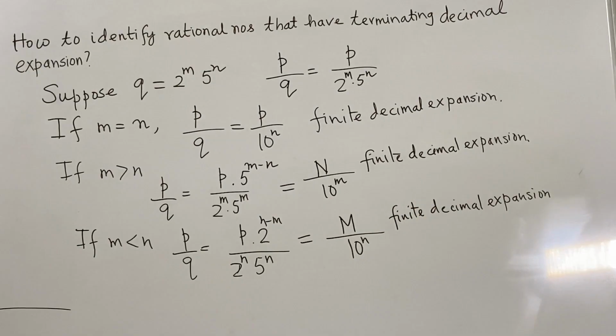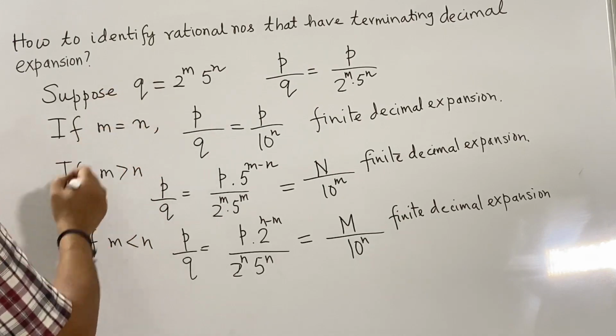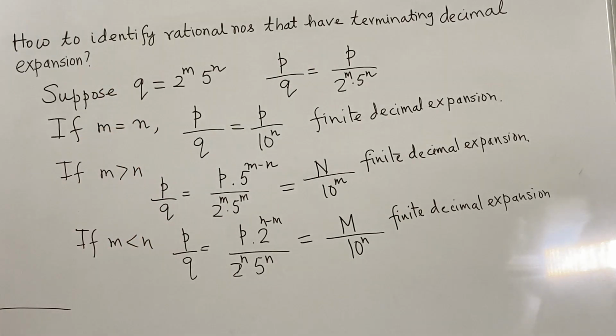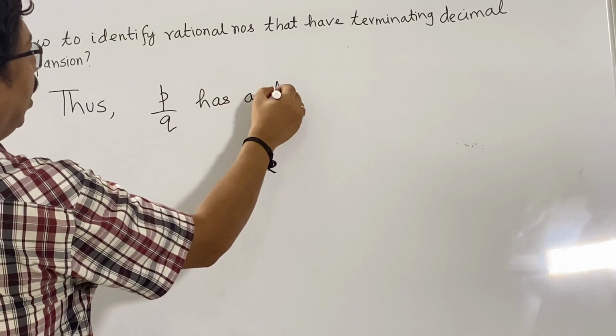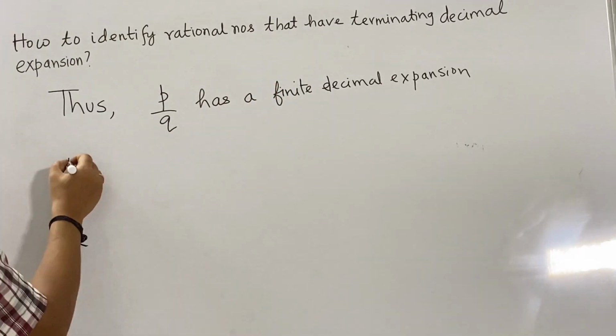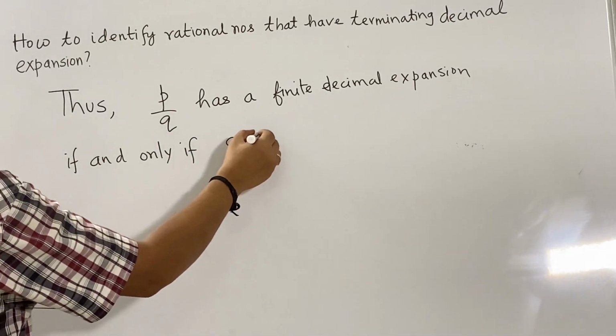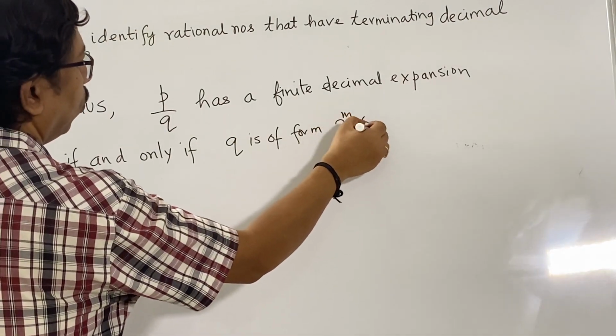finite decimal expansion. Thus, we have shown that if q is of the form 2 to the power m into 5 to the power n, then p by q has a terminating decimal expansion. Thus, p by q has a finite decimal expansion if and only if q is of the form 2 to the power m into 5 to the power n.